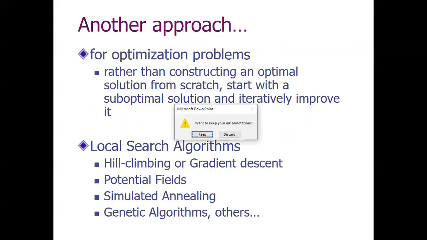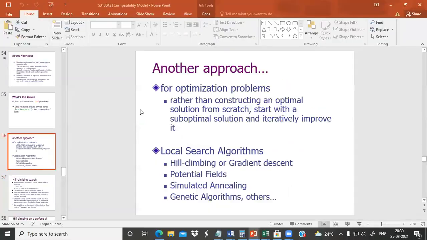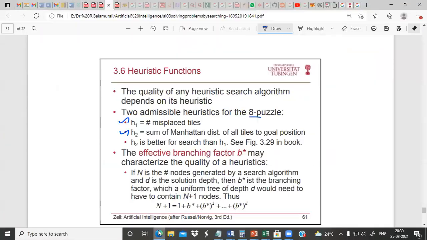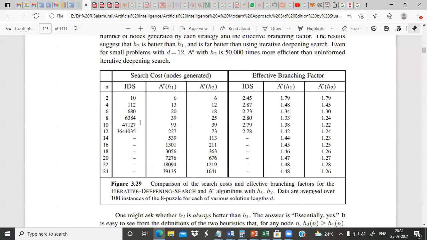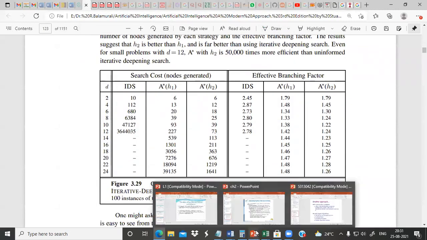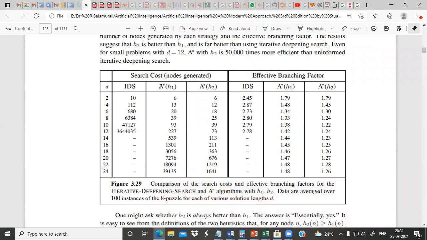Okay, so coming to the point of today's discussion. We have discussed that there are two heuristics, H1 and H2, for solving the 8 puzzle problem. Now let us try to understand which heuristic is better than the other.